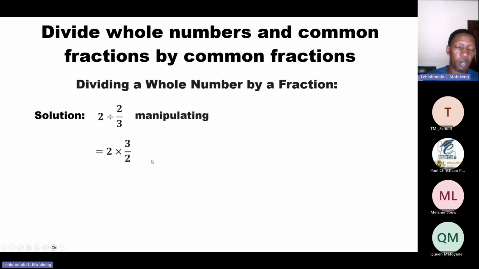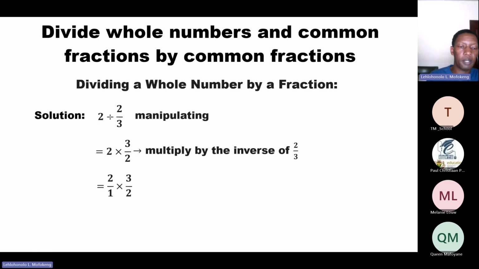So as a result, we flip the second fraction, or the fraction that we are dividing with. In other words, we just multiply by the inverse of 2/3. And the inverse of 2/3 will give us 3/2. Right. And then let's go on. Let's see what will be the result.